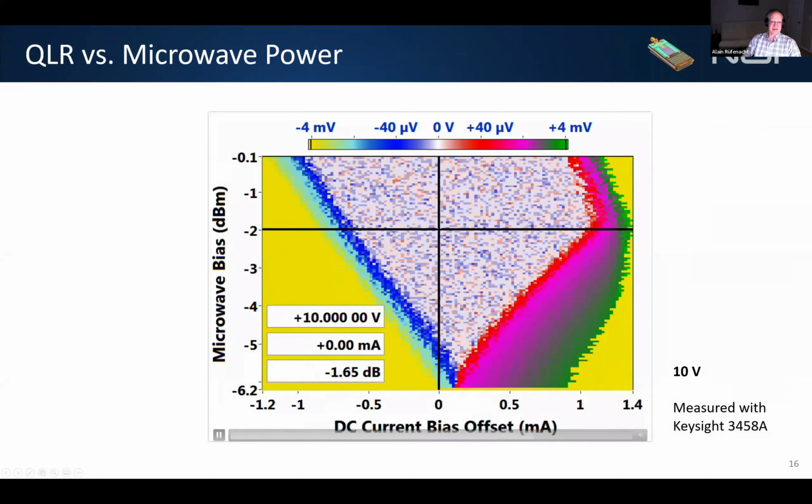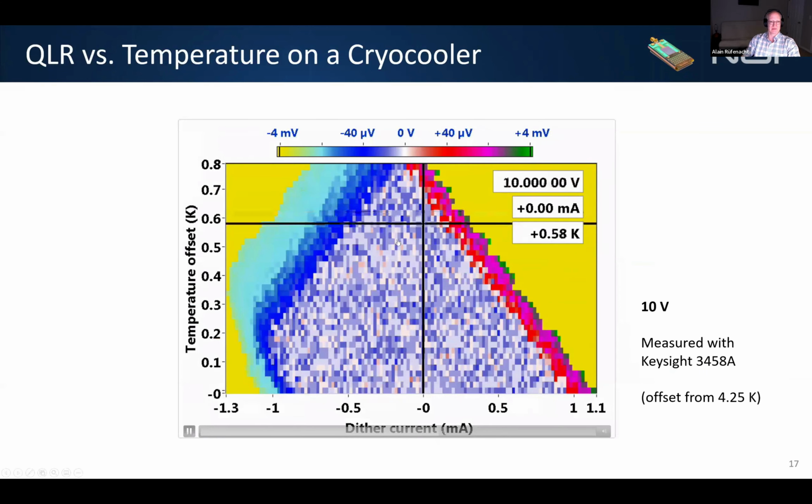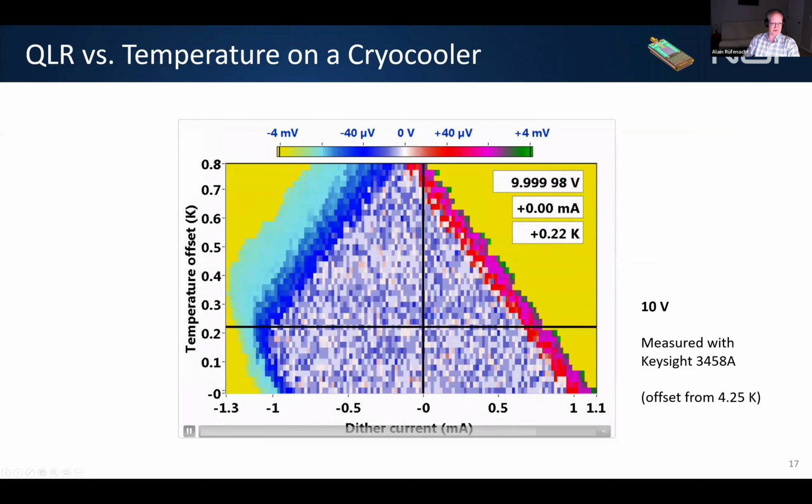And we can do that the same way with temperature. And an important value here we can see on the Cryocooler, we can raise the temperature. So we define the table, measure it here. It's actually at 4.25 Kelvin. Here is shown the offset. And now we can increase the temperature by about 0.6 Kelvin up to that point here before losing quantization.